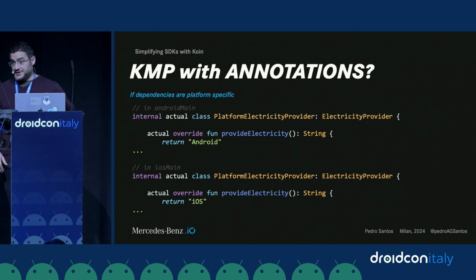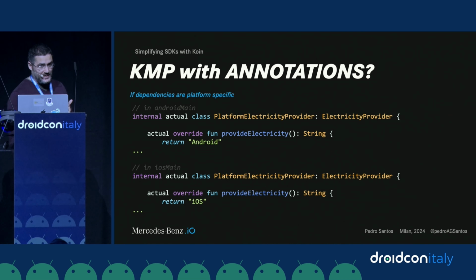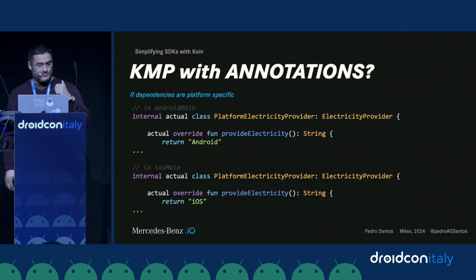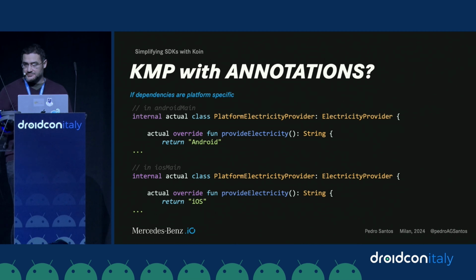Now, the thing is, the IDE will start complaining again, because if you annotate a class on an expect with a single, it also expects you to use a single on the other source set. You can ignore that, because it actually generates the code quite nicely for you, so it's not really needed. But it's one way of doing it, right?